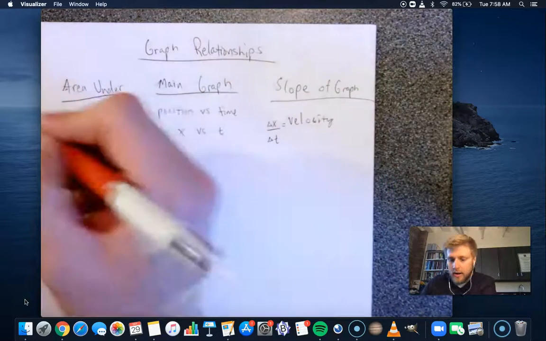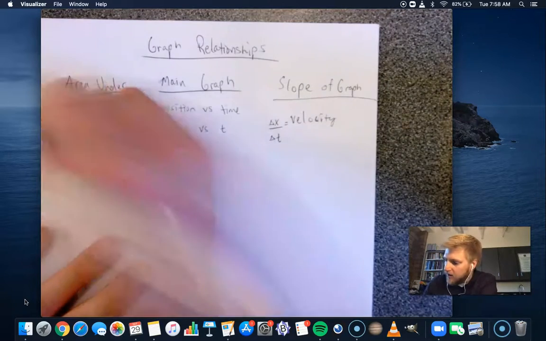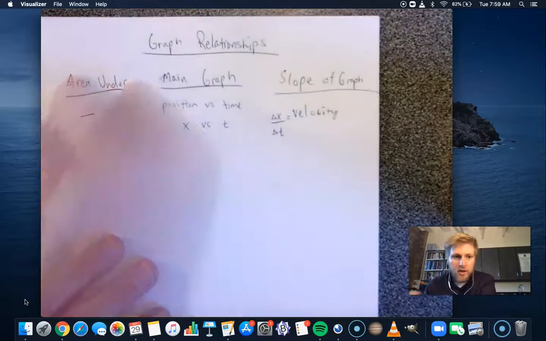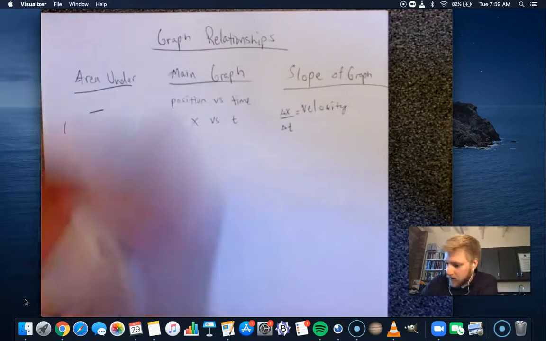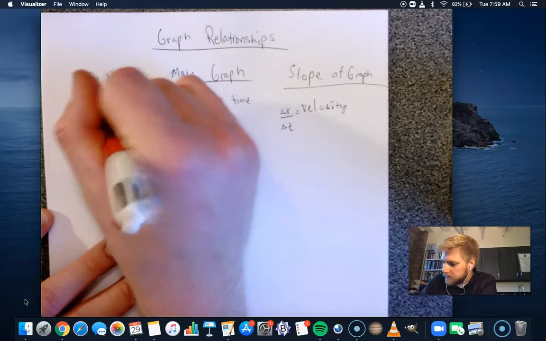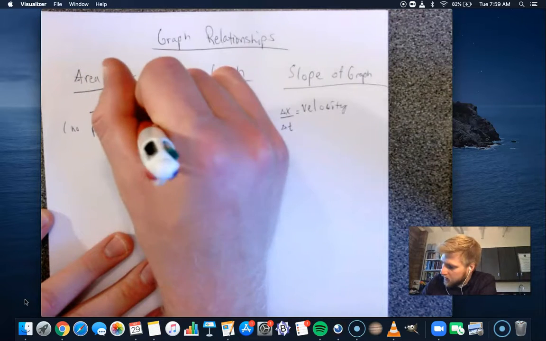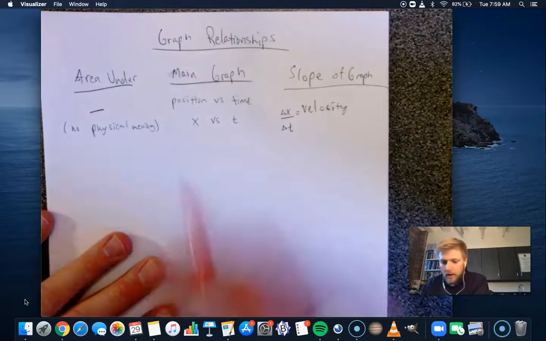I'll just tell you right now that this doesn't really have a physical meaning: the area under a position versus time graph. You can check the units and see that it would come out really odd. So don't worry about that. So this has no physical meaning. So we'll ignore that. Let's go down to the next one.